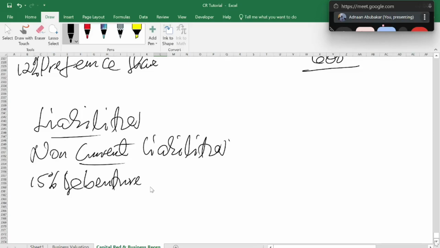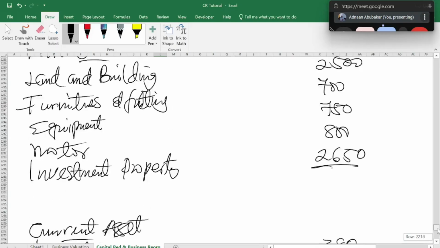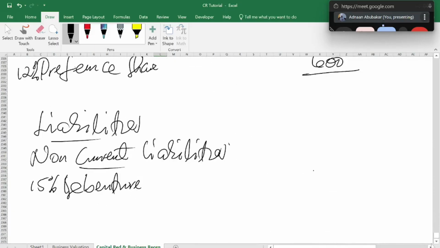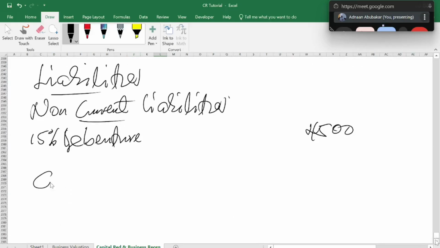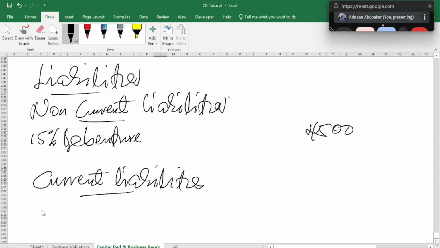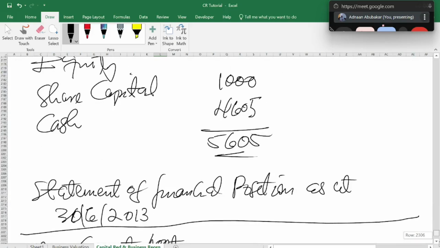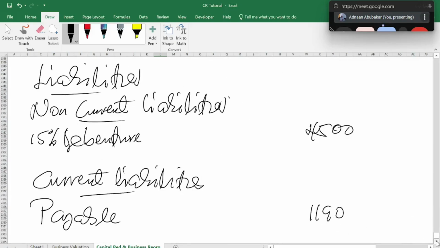The 15% debenture was not affected when we were doing the reorganization. It wasn't affected in any way. So you pick the full value. How much? 4,500. And what again? Finish. Good. They will go to current liabilities. What do we have? I know we have trade payables. How much? Trade payable was affected, so you come here. 1190. Yes, 1190. And then accrued expenses.